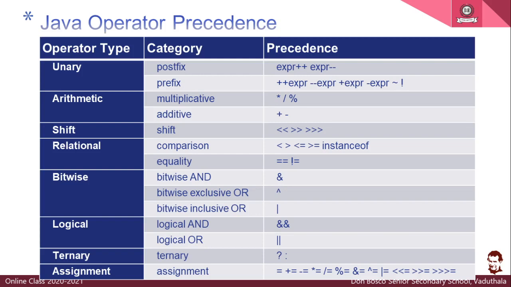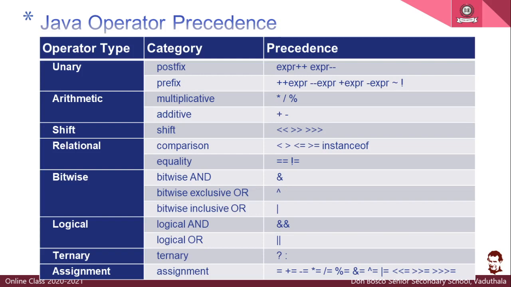And the next one is prefix, plus plus a, change and use. So that is the pattern you can follow. The next one, arithmetic: multiplication, division, modulus. These all are multiplicative, and the additive ones are plus and minus. Okay, these operators. The next one is the shift, then the relational operators. Kindly remember, comparison and equality.